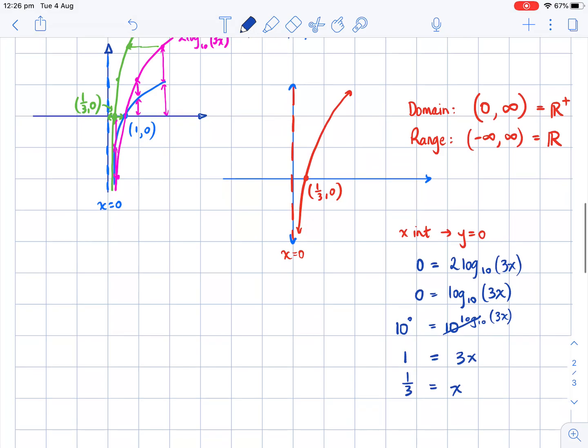Okay, second example. The second example that I want to look at now is when I find the rule for the inverse.